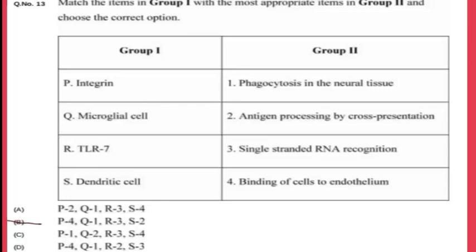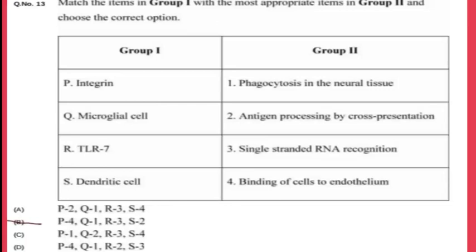Match the items in group first with the most appropriate item in group second and choose the correct option. Integrins, microglial cells, toll-like receptor 7 and dendritic cell. The first is integrin. Integrins are transmembrane receptors that facilitate cell to cell and cell to extracellular matrix adhesion.